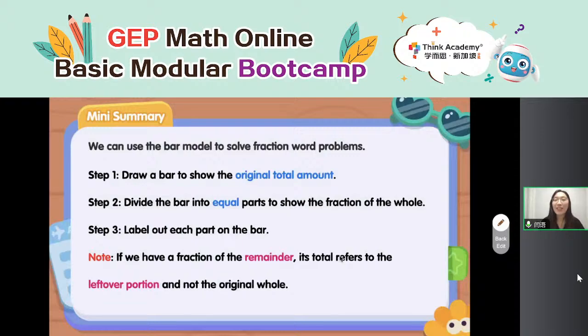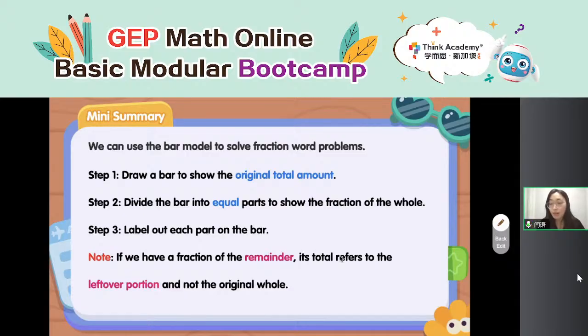Here, let's have a final summary. Okay, this is the third part. We can use the bar model, your best friend, to solve fraction word problems. So basically, there are 3 steps. The first one, draw a bar to show the original total amount. The second step, divide the bar into equal parts to show the fraction of the whole. And the last step, label out each part on the bar.